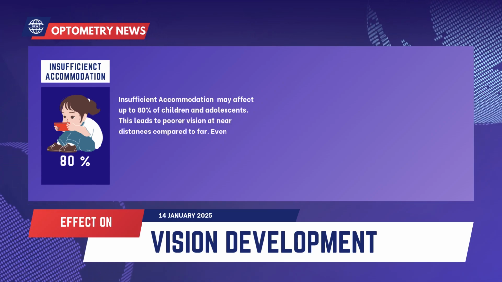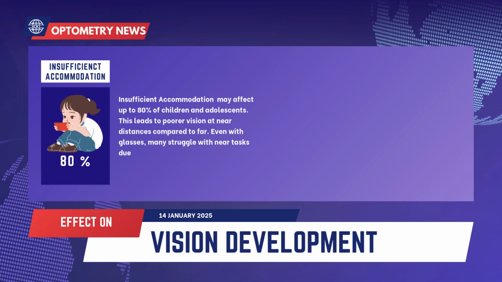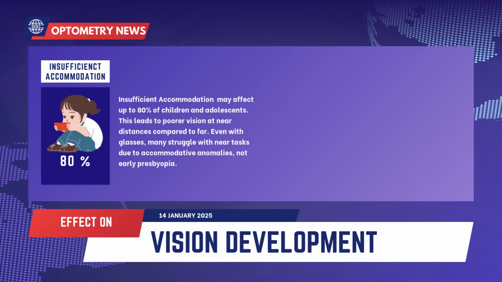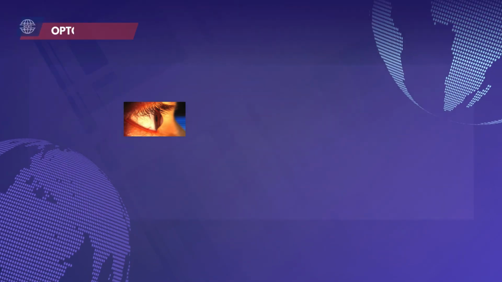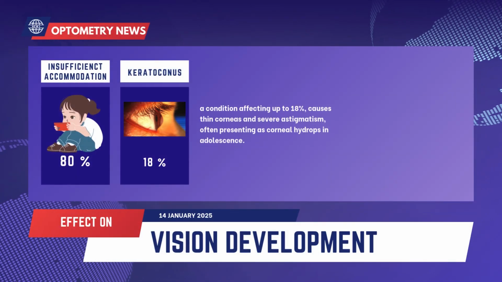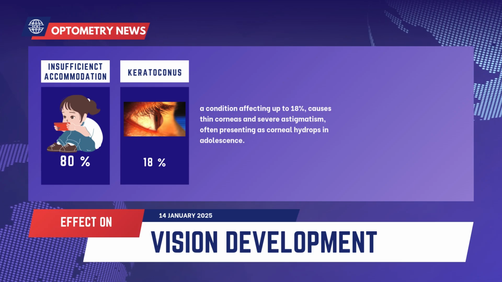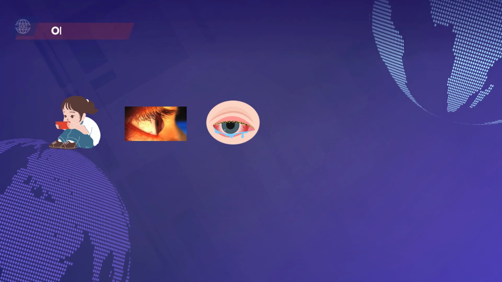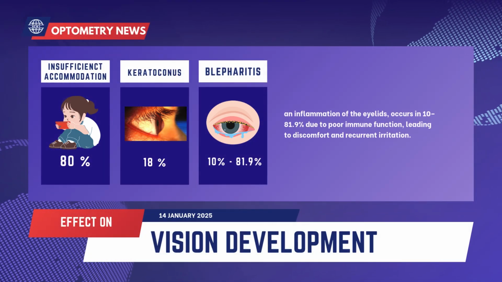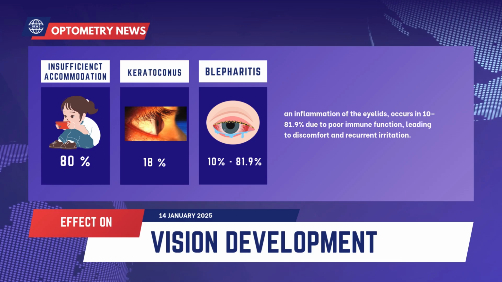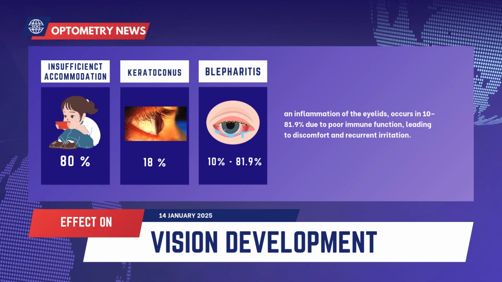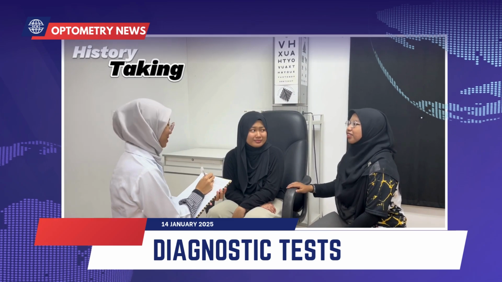This leads to poorer vision at near distances compared to far. Even with glasses, many struggle with near tasks due to accommodative anomalies, not early presbyopia. Keratoconus, a condition affecting up to 18%, causes thin corneas and severe astigmatism, often presenting as corneal hydrops in adolescence. Blepharitis, an inflammation of the eyelids, occurs in 10 to 81.9% due to poor immune function, leading to discomfort and recurrent irritation. Children with Down syndrome may have delayed growth, distinctive facial features, and poor eye contact.